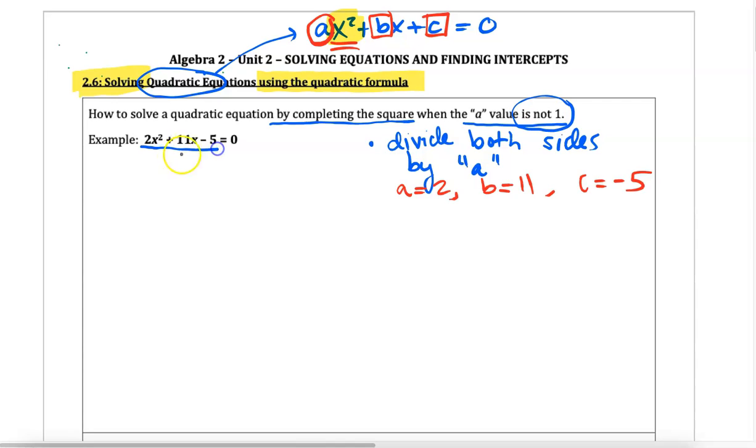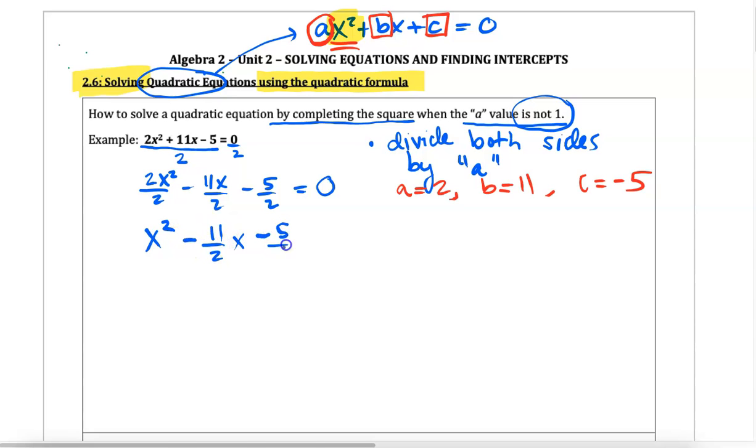Now, when you divide the left side by 2, you have to be careful to divide everything on that side by 2. And then 0 divided by 2 is just 0. So here I would have 1x squared minus 11 halves x minus 5 halves. And that still equals 0 because 0 divided by anything is just 0. So now I have changed the a value to be 1. I've changed the b value to be 11 over 2. And I've changed the c value to be -5 over 2.